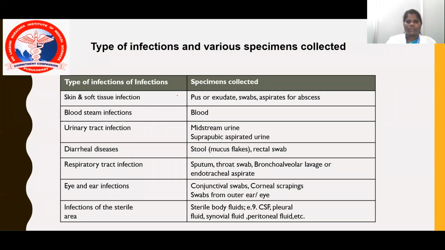These are the samples based on the syndrome. We have to collect the sample accordingly. For example, if it is a bloodstream infection, you have to collect the blood sample. If it is a urinary tract infection, you have to collect the urine. If it is a respiratory infection, you have to collect the sputum, throat swab, and so on.